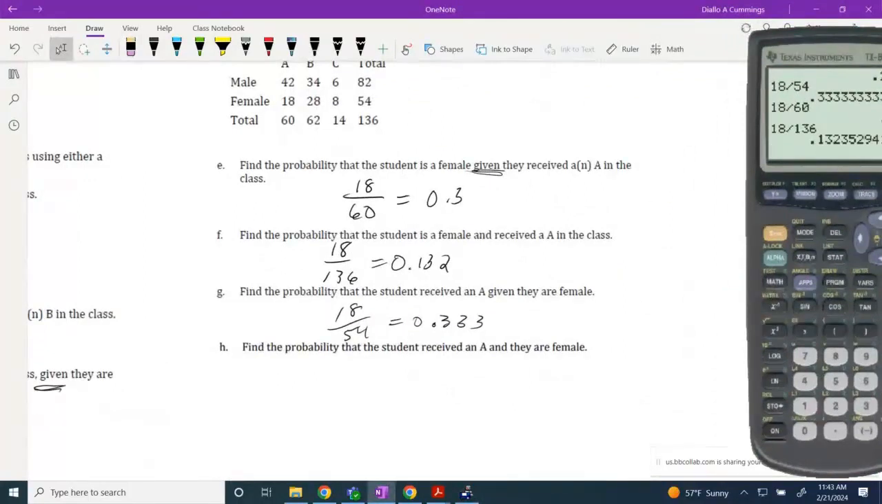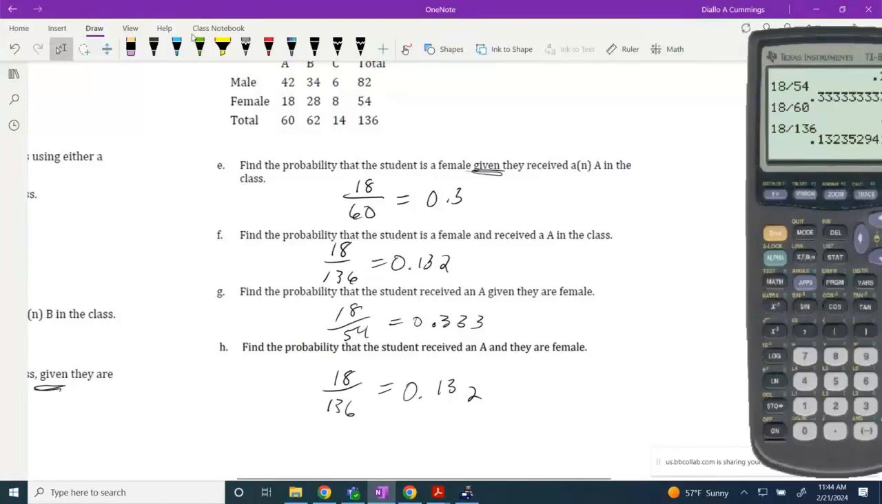And then the last one says find the probability that the student received an A and they are female. There is no word given, so we're using 136 as the denominator. If we look at the table, we want females that received an A, so that is 18. So we get 0.132.